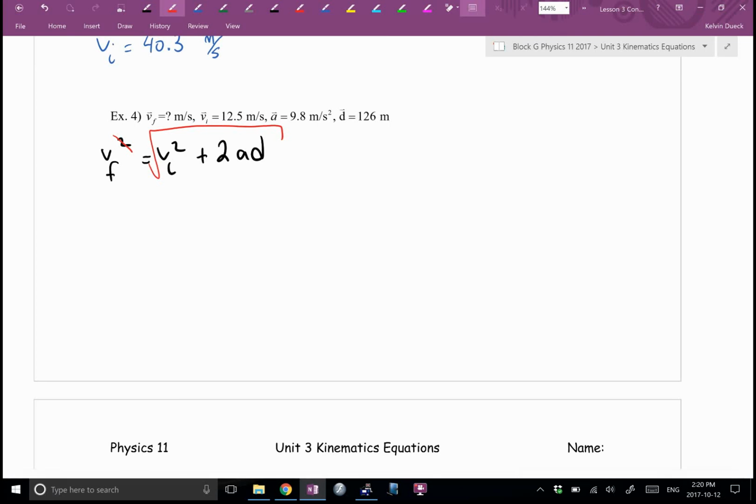How do you get rid of a squared? Square root. Yeah. Big square root. What's VI, Morgan, my joy? 4.5. And don't forget there's a squared on it. Plus 2 times 9.8 times 126. Mr. Dewick, how do you type this into your calculator?